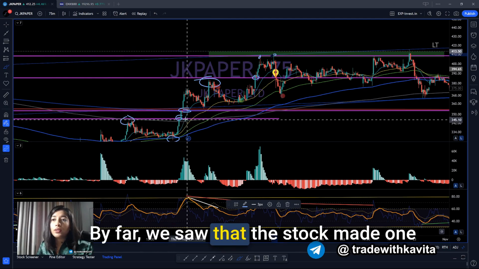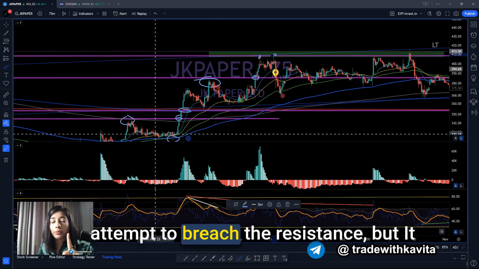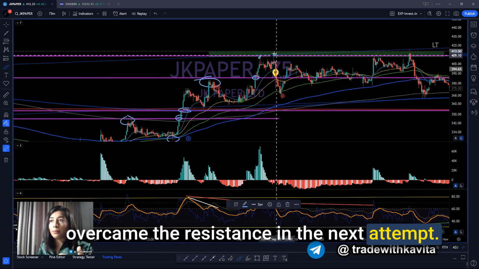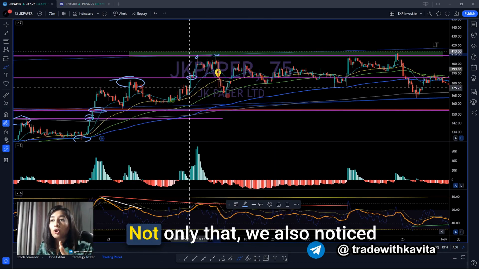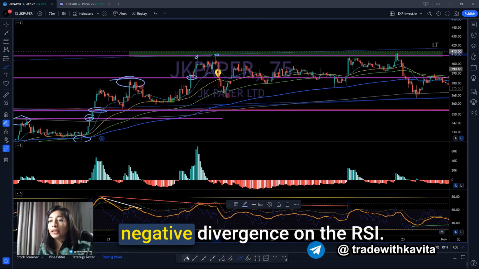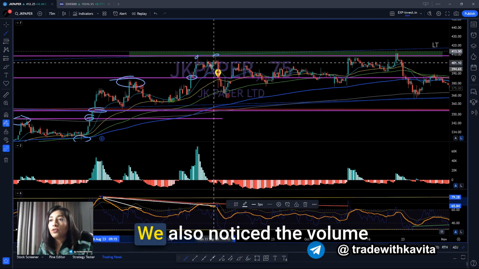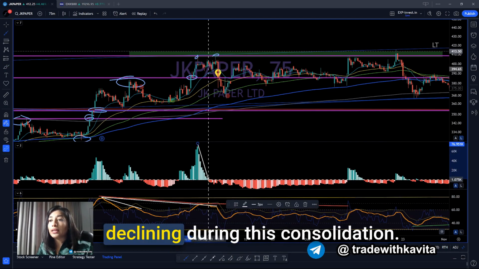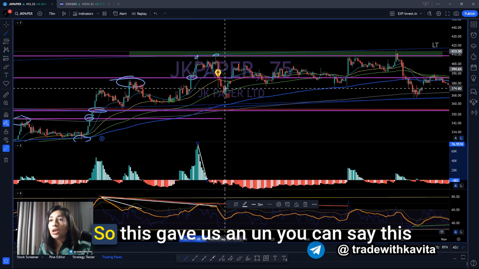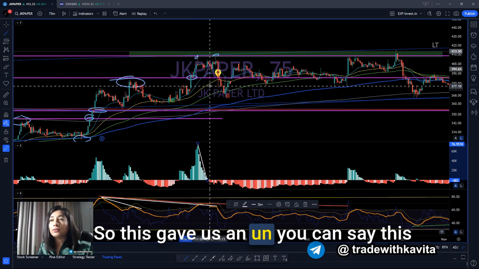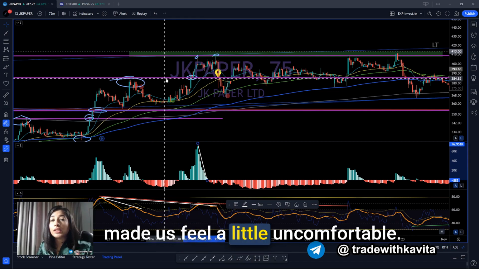By far, we saw that the stock made 1 attempt to breach the resistance, but it overcame the resistance in the next attempt. Here we can see 2 spikes. Not only that, we also noticed negative divergence on the RSI. We also noticed the volume declining during this consolidation. So this made us feel a little uncomfortable.